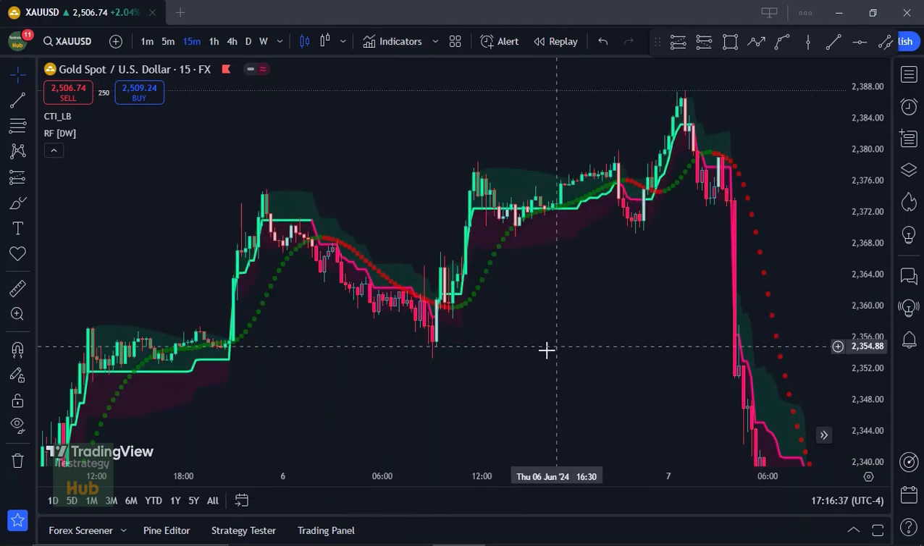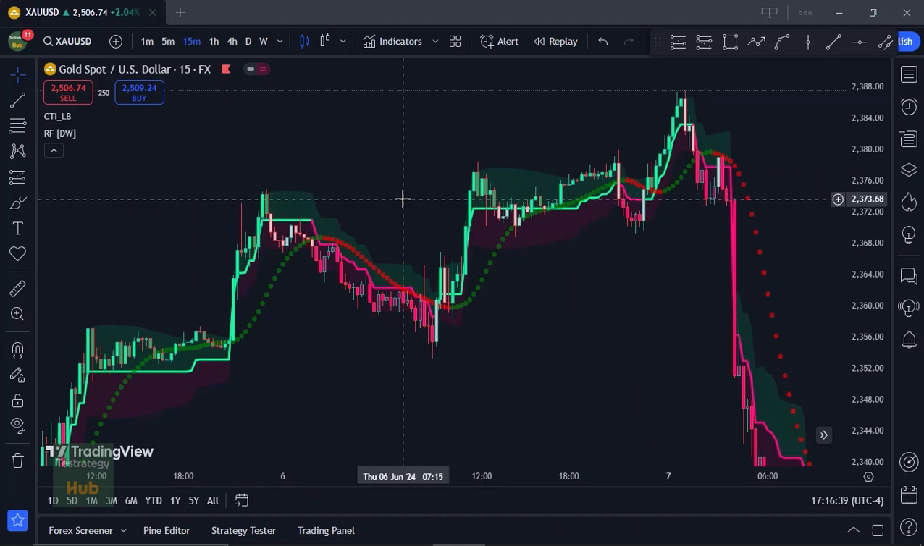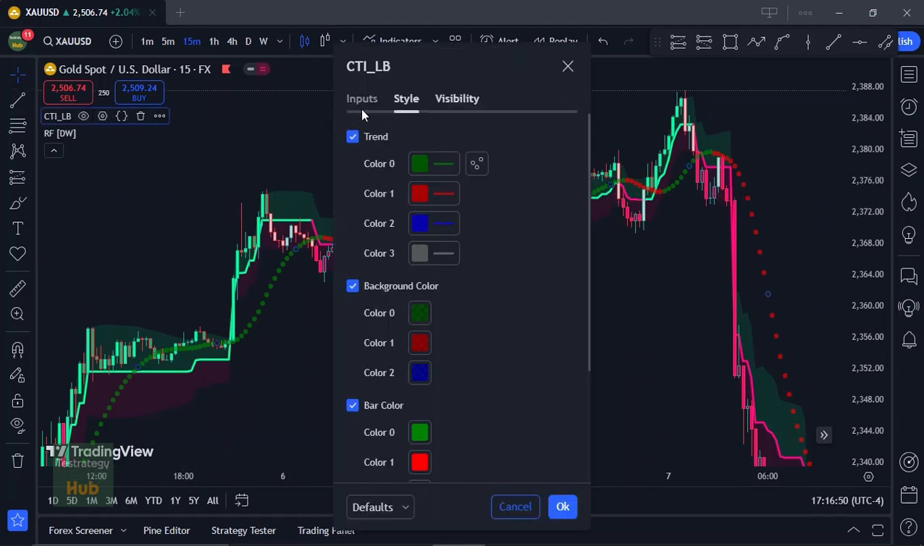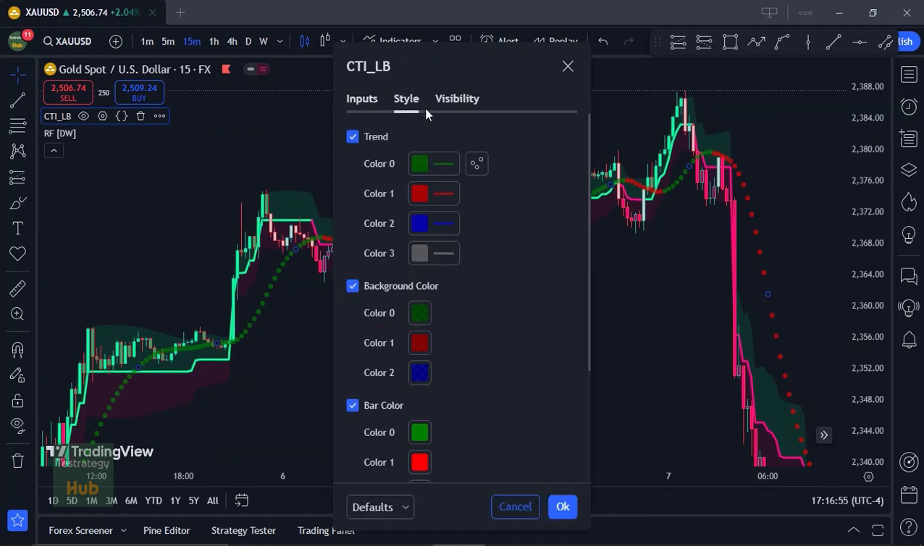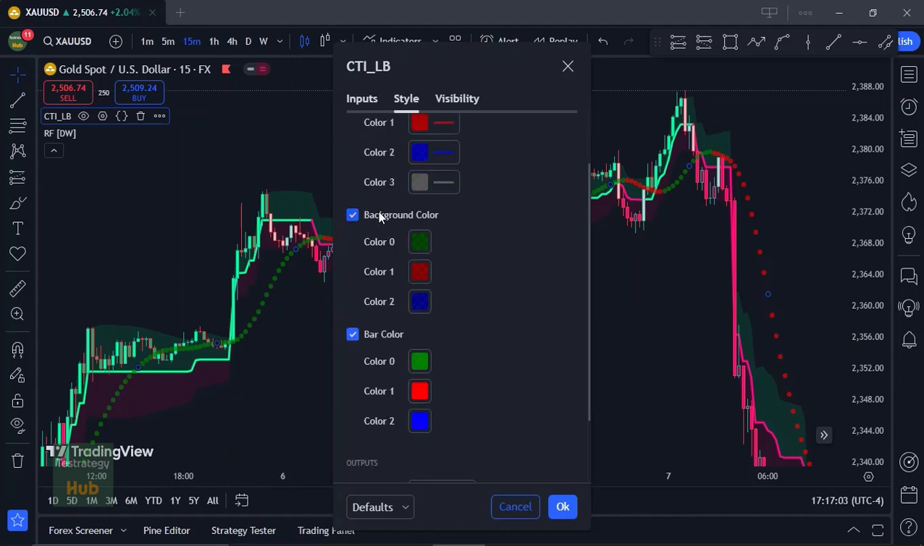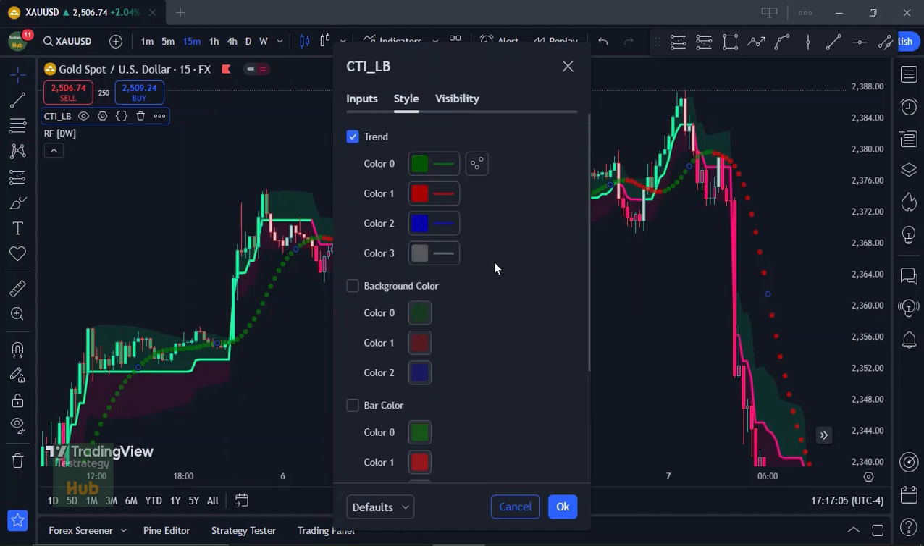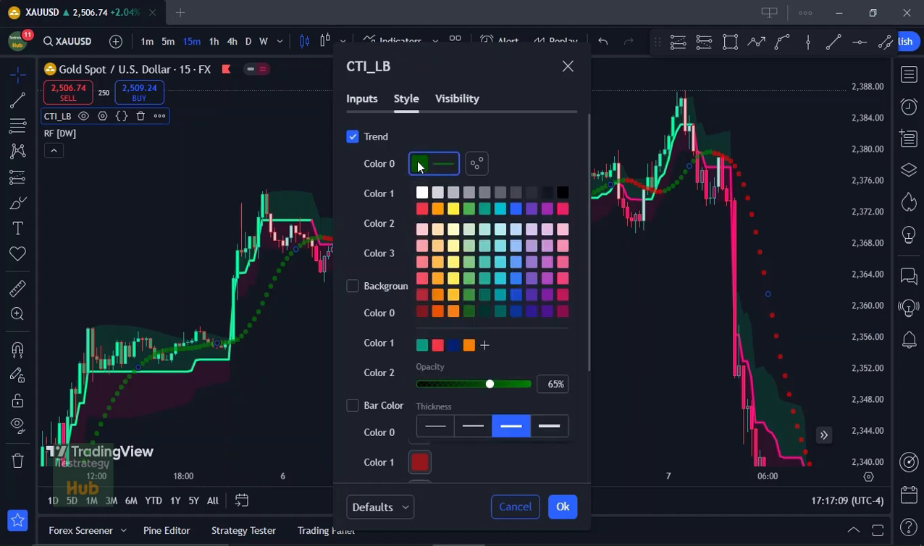Now let's go to the settings of the indicators. We enter the settings of the first indicator. We have nothing to do with input indicators in this strategy, and our only work is with style indicators. We enter the first style indicator section and turn off these 2 options, and we can change the color of these options as well.